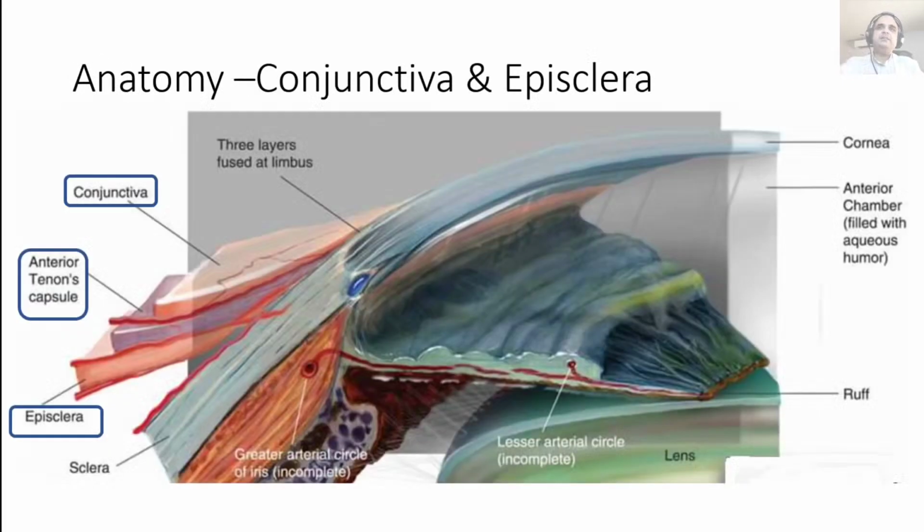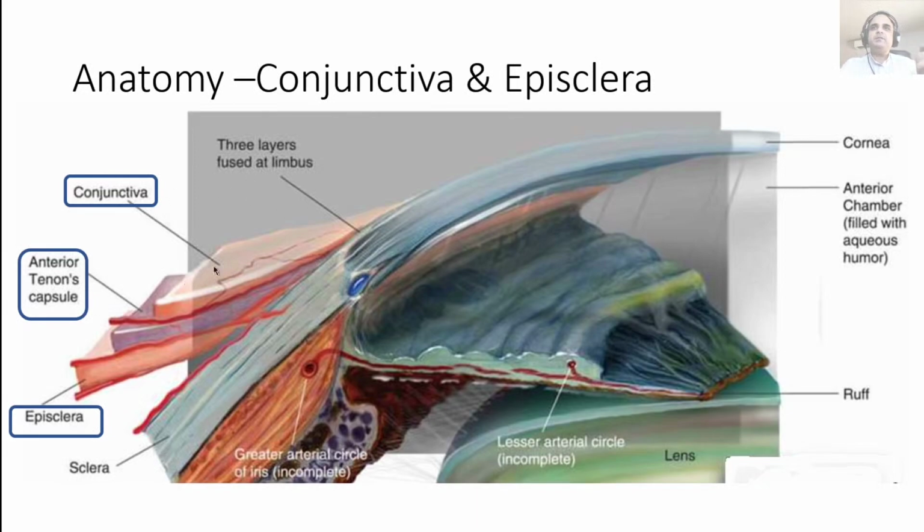Starting off with the anatomy, the conjunctiva and the episclera both begin at the limbus. The limbus is a transition zone between the cornea and the sclera. This cornea is not covered by the conjunctiva or the episclera. The cornea has its own epithelium. Both the conjunctiva and the episclera begin at the limbus, the conjunctiva more so anteriorly as compared to the episclera, but none of these two cover the cornea. That has to be really clear, and both of these begin at the limbus.